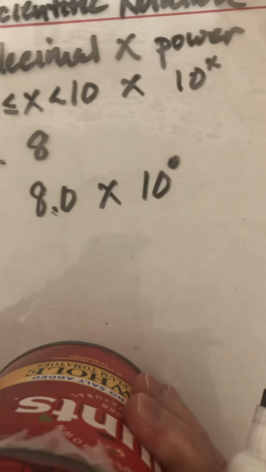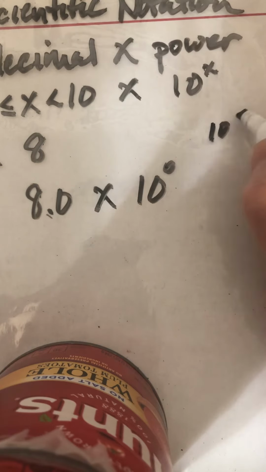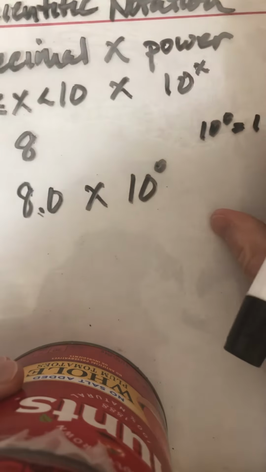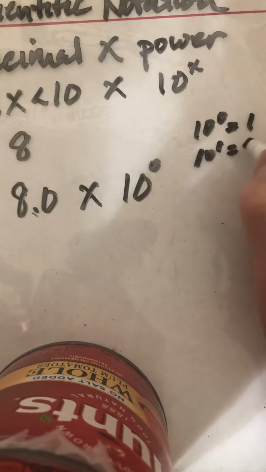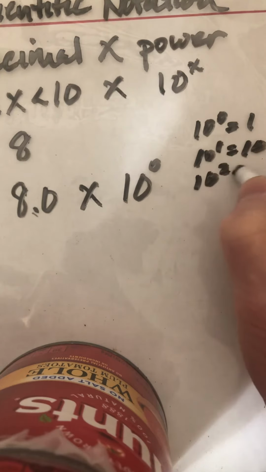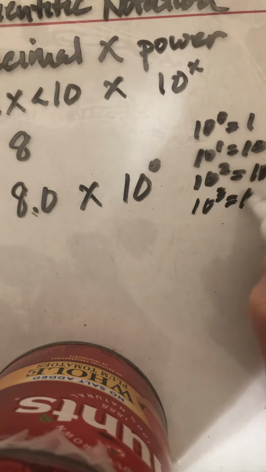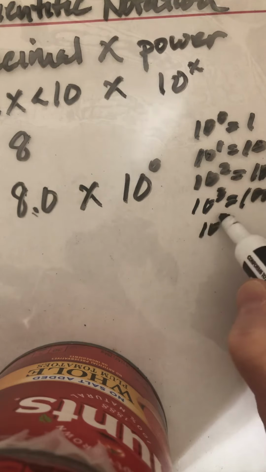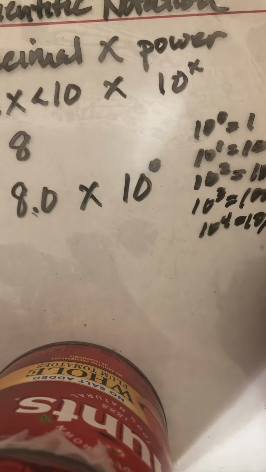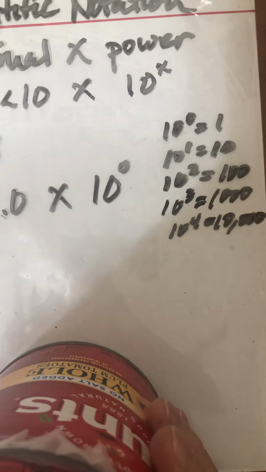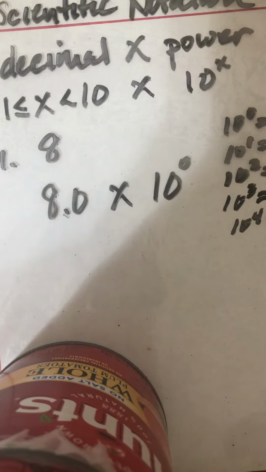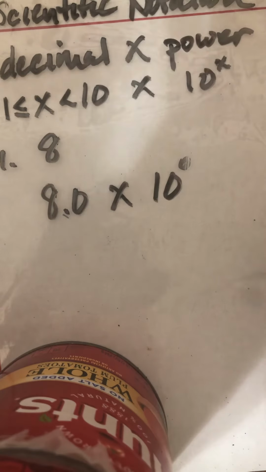Remember how the powers of 10 go. We have 10 to the 0 is equal to 1. 10 to the 1 is equal to 10. 10 squared, the second power, is equal to 100. 10 to the third power is equal to 1,000. 10 to the fourth power is equal to 10,000. And it just keeps going up. Every time we raise the power by 1, we multiply the number by 10. So just remember, if we raise the power up, we're multiplying by 10. If we move the power down 1, we're dividing by 10.